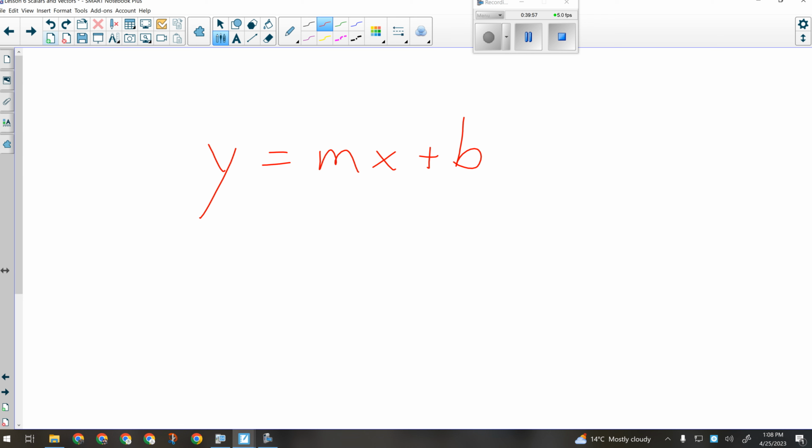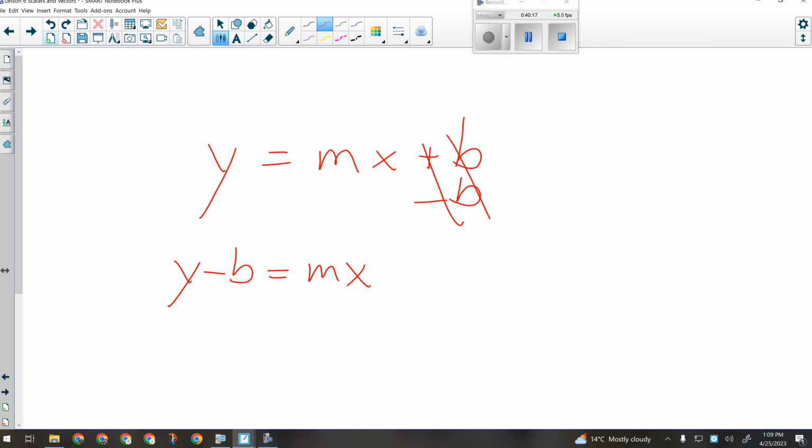How do I move b over to the other side? Minus, right, I subtract it. If I go positive b minus b, it's gone because that equals 0. Then on this side I'll have y minus b, and on the other side I'm left with m times x.